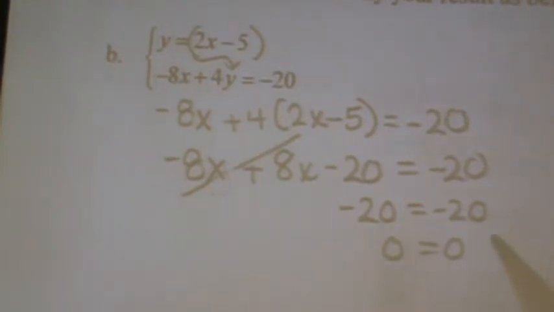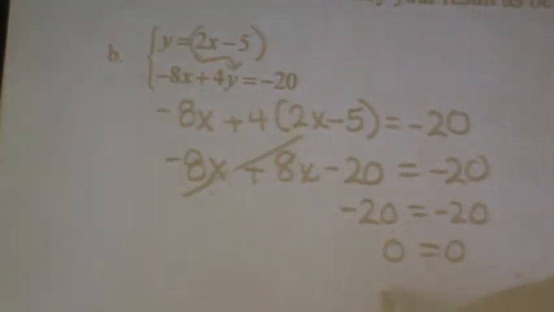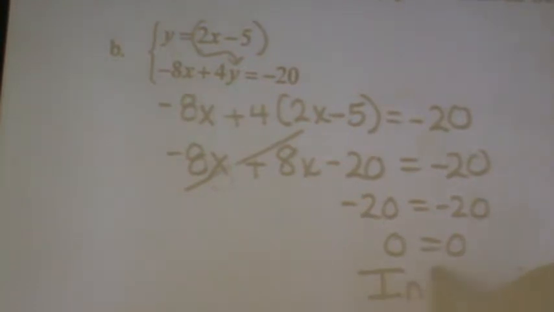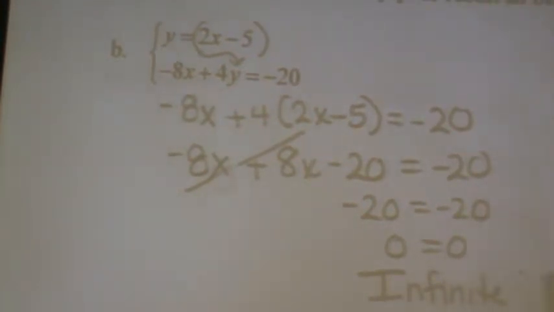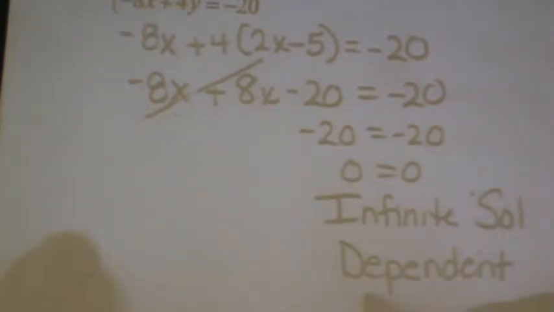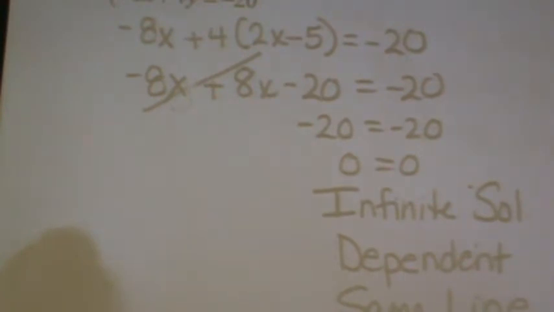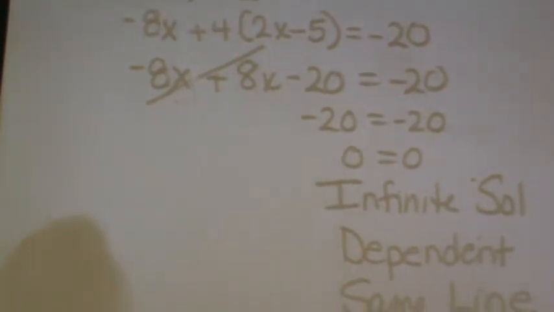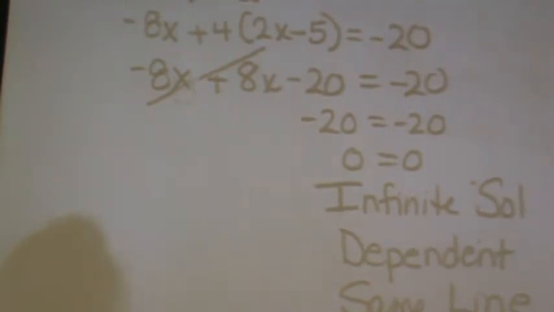Does negative 20 equal negative 20? Yes. You could add 20 and get 0 equals 0. Yes, that's a true statement. So that means there's infinite solutions. These are dependent lines. They're the same thing. It's the same line. They coincide. Is this consistent, did we get an answer? Yeah. This is consistent. We got a lot of answers.